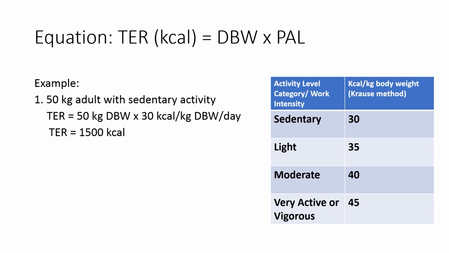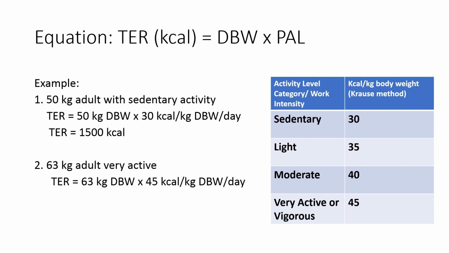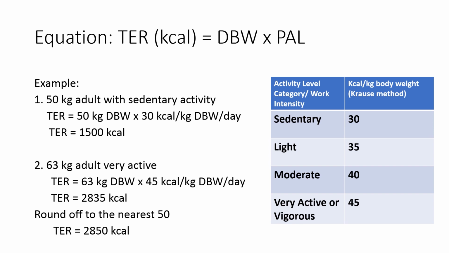Now let's have another example. A 63 kilogram adult with a very active physical activity level. So very active is 45 kilocalories per kilogram desirable body weight. Now 63 multiplied by 45 will equal 2,835 kilocalories. Always remember that in making dietary prescription, kilocalorie is always rounded off to the nearest 50. So 2,835 kilocalories rounded off to the nearest 50 is 2,850 kilocalories.